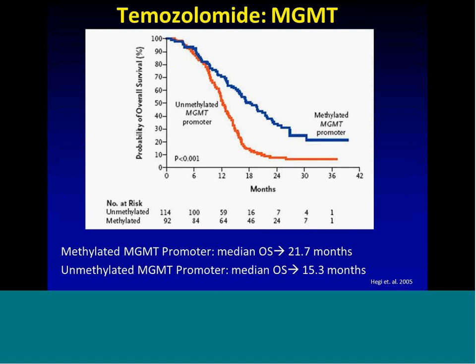You can actually see the methylated MGMT promoter group has a much better survival than the unmethylated group. Okay? So this seems to be very important. So the next question is, do you even want to give temozolomide to those unmethylated patients? Right? Is it going to be useful? Okay? And if they have a high MGMT, is it going to be useful?